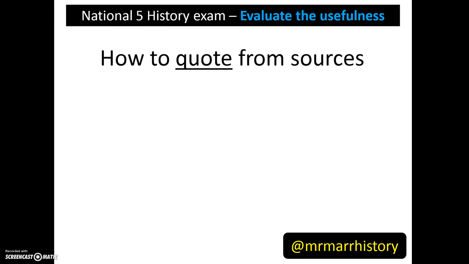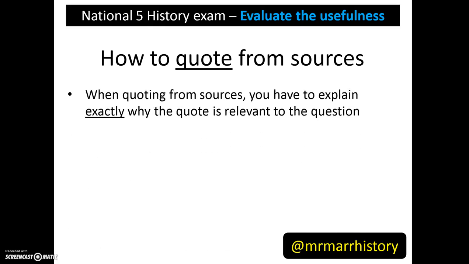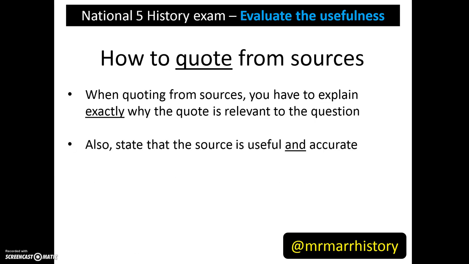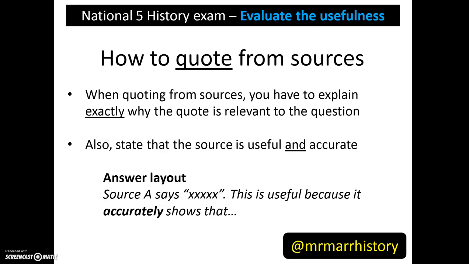In terms of quoting from sources, this is a good approach. You have to explain exactly why the quote is relevant to the question. It's also important that you state that the source is not only useful, but also accurate. For instance, you would say source A says, and give the quote, and in a separate sentence say this is useful because it accurately shows that, and you would explain the relevance to the question.